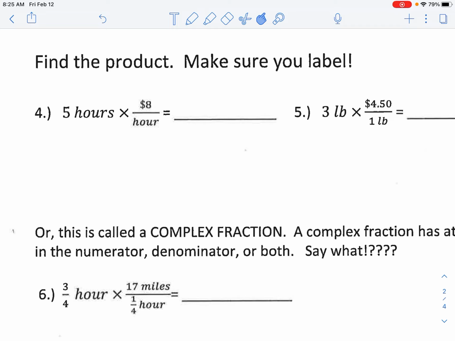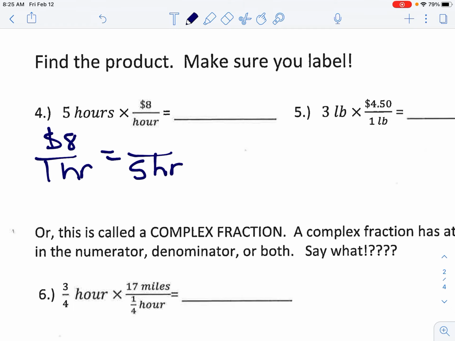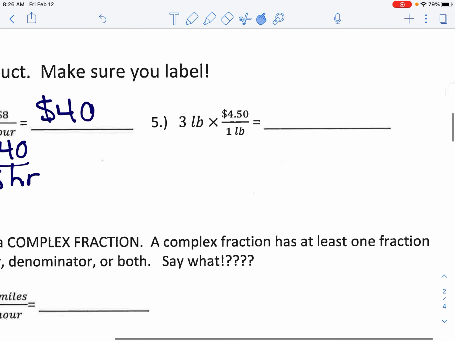Okay, find the product. Make sure that you label. So if I'm making $8 in 1 hour, then the question is, how much would I earn in 5 hours? So you would do 1 times 5 on the bottom, so you do 1 times 5 on the top, so you would earn $40 in 5 hours. So answer on that one would be $40.